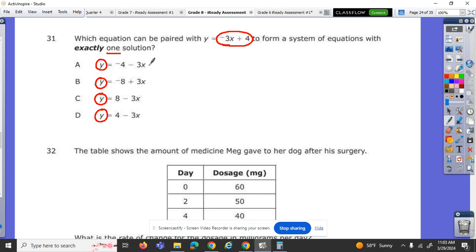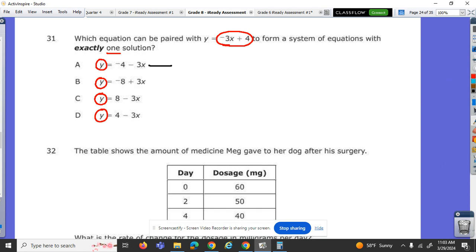Let's just start out with testing out A and see what happens. I think you're going to see something once I do A that will help us figure out which choice is best. So let's put negative 3x plus 4 into the spot for y, and it equals negative 4 minus 3x.